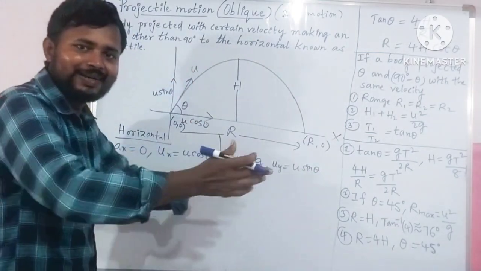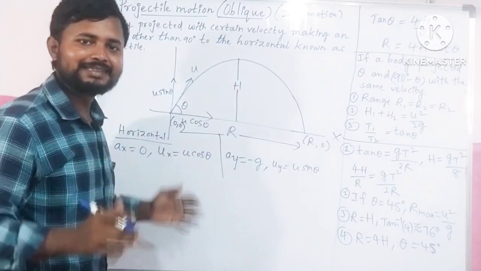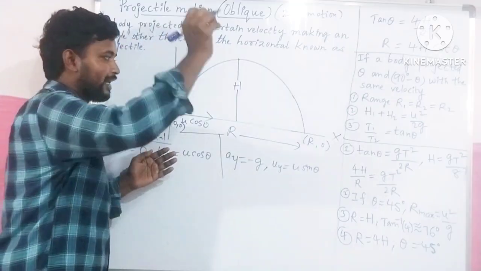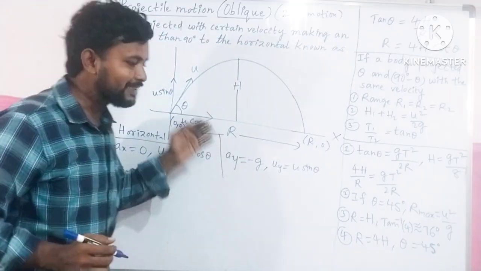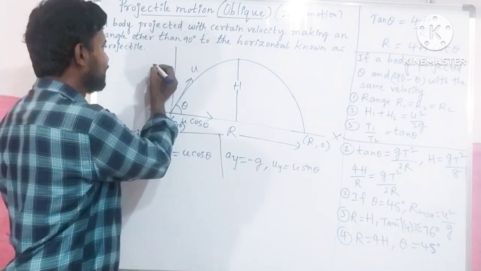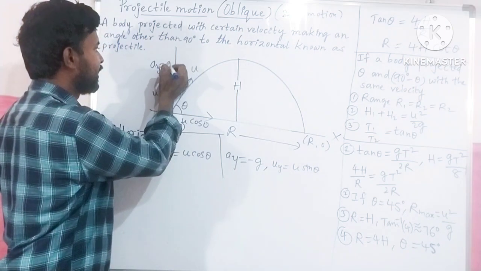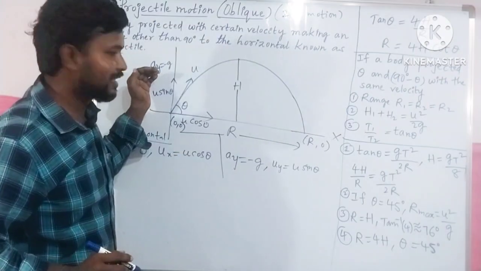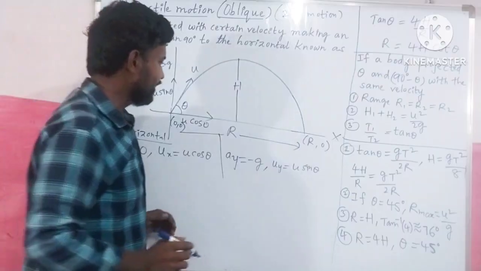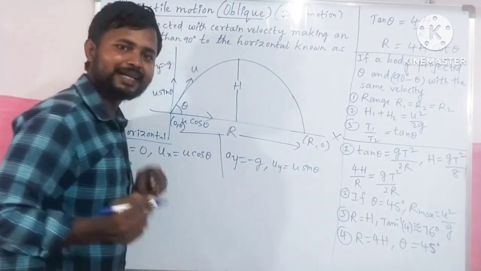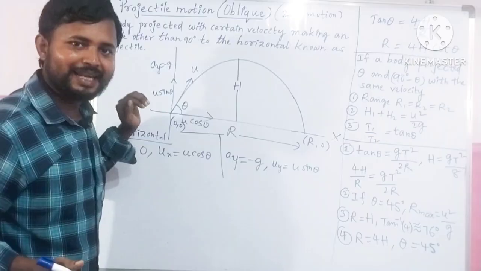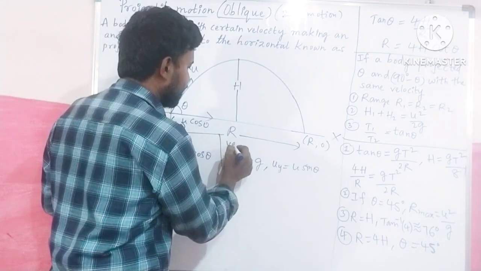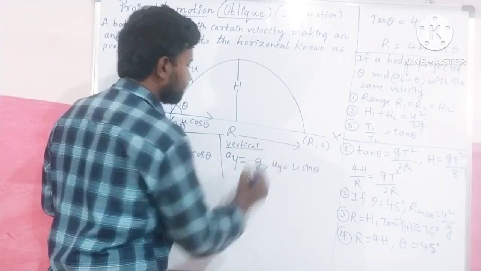So, in the horizontal direction, acceleration is 0, and velocity in the horizontal direction is u cos theta. Acceleration in the y direction is minus g, because we threw the body vertically upwards. Velocity in the y direction is u sin theta. So this is projectile motion: the sum of the horizontal motion plus the vertical motion.